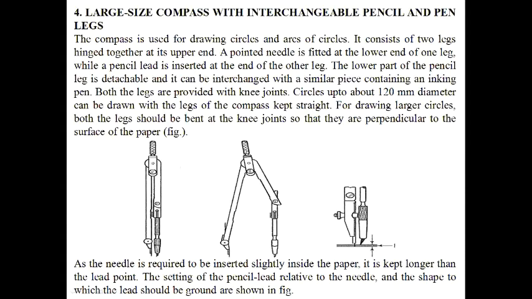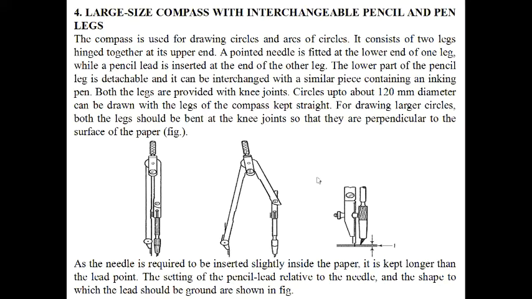Next, different types of instruments. So this is about the set square, T square, and your board. The fourth part will be a large size compass with interchangeable parts. This is basically the large bow compass. Suppose you need 120 millimeters, this is not possible with your geometrical box compass. So for this you require the large bow compass to draw a large circle.